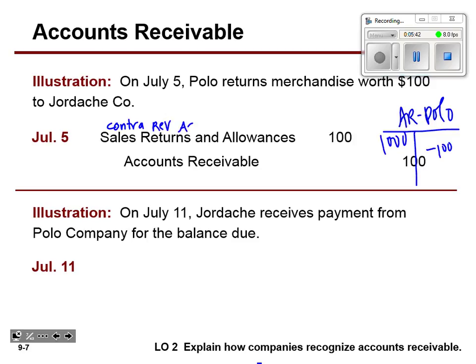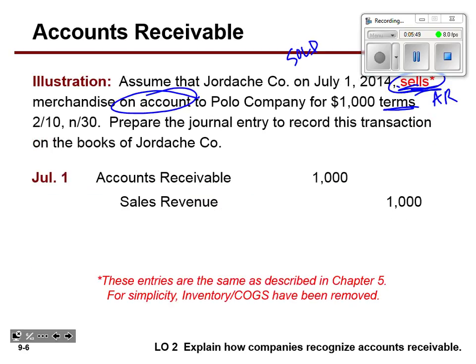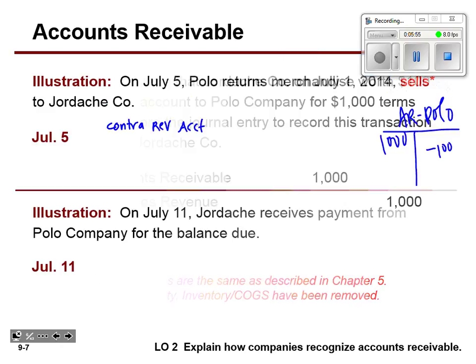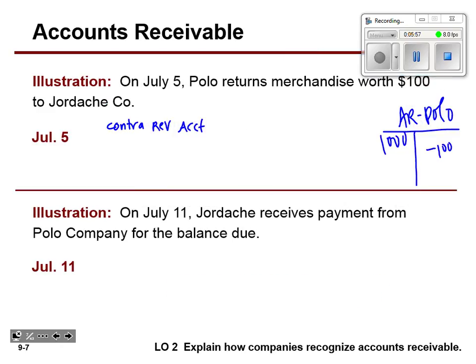revenue account. If I go back, and I'm not trying to make you dizzy there, if I go back a slide, we had $1,000 in sales revenue. But if the stuff came back, we have to contradict or contra that in the form of sales revenue. You get sales returns and allowances. Do you remember doing that in previous chapters? Good.